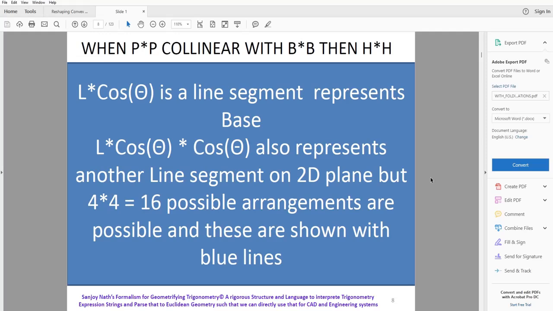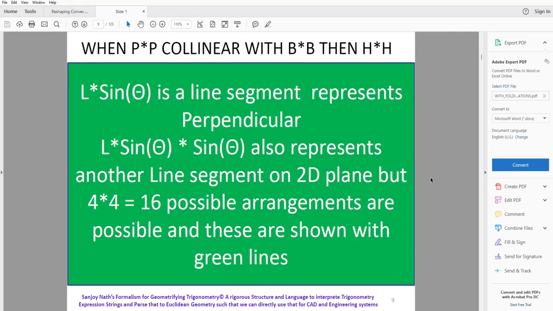L star cos theta is a line segment representing the base, and L star cos theta also represents another line segment on the 2D plane, but 4 star 4, that is 16 possible rearrangements are possible, and these are shown with the blue lines. Similarly, L star sin theta is a line segment representing the perpendicular for a triangle, and L star sin theta also represents another line segment on the 2D plane, and we don't have to think about 3D, 4D, or higher dimensions. On the 2D plane only, all the multiplications of the numbers are shown in 2D affine geometry and Sanjoy Nath's Geometrifying Trigonometry, and these generate the 4 star 4, 16 possible green line segments, and these arrangements are shown with the green lines.